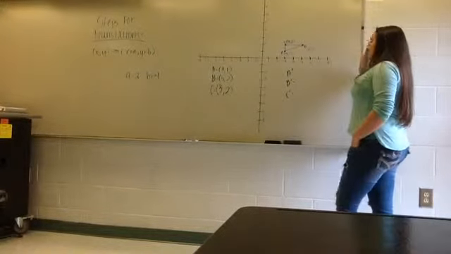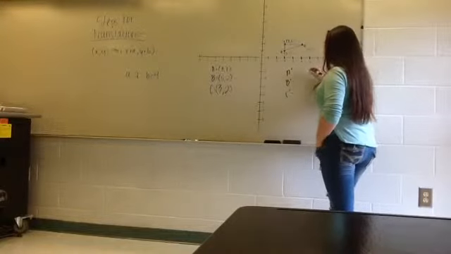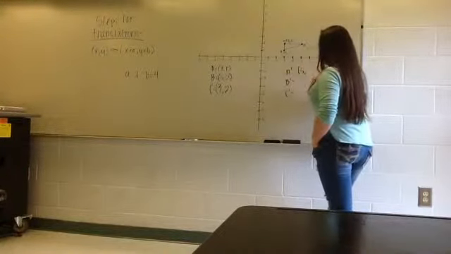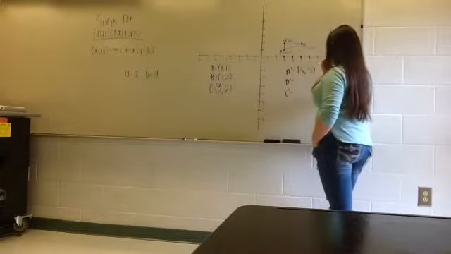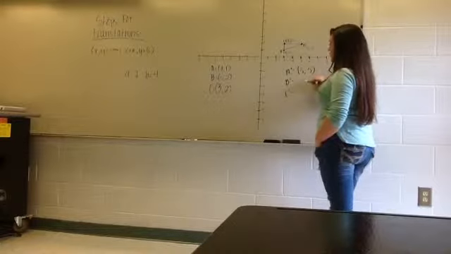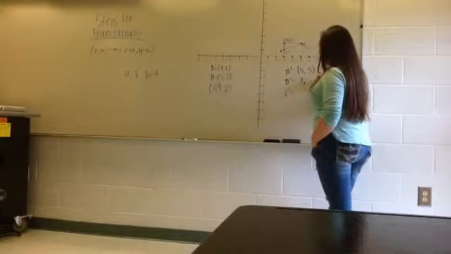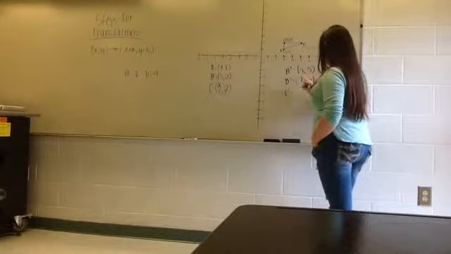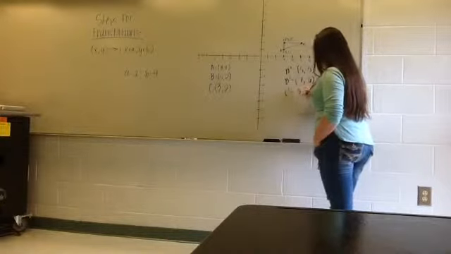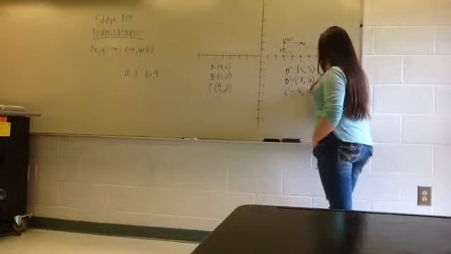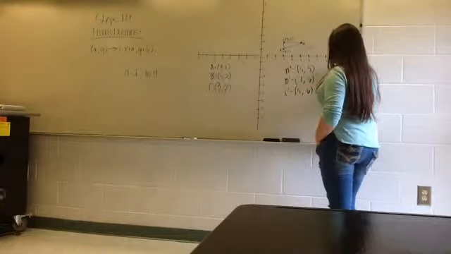So for A, for your first value, you have to add 3 plus 2, which is 5, and 1 plus 4, which equals 5, and that's your new A coordinate. Your new B coordinate, 5 plus 2 is 7, 2 plus 4 is 6, that's your new B coordinate. And for C, you have 3 plus 2 equals 5, and 2 plus 4 equals 6, and that's your new C coordinate. Now you're going to put them on your coordinate plane.